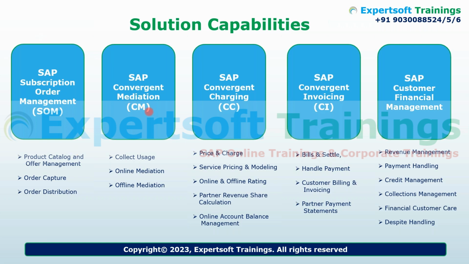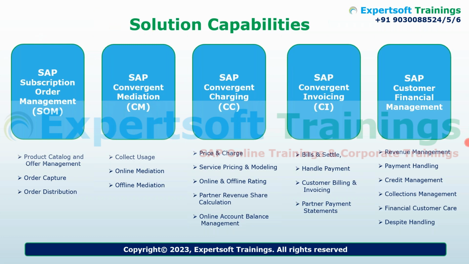In this, convergent mediation is there. Customer financial management is another additional topic, which I'll tell you what exactly it means. As we already discussed, subscription order management, like product catalog and all, I don't want to repeat that, as well as convergent charging. So we have pricing, service pricing, online and offline rating, partner revenue sharing, online account management, and convergent invoicing, where billing and settlement happens, right? These are all the topics which are part of this training.